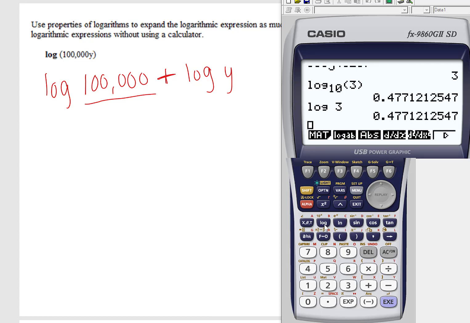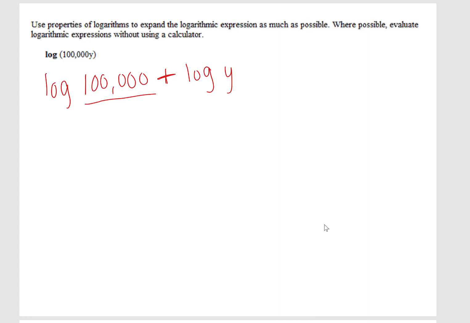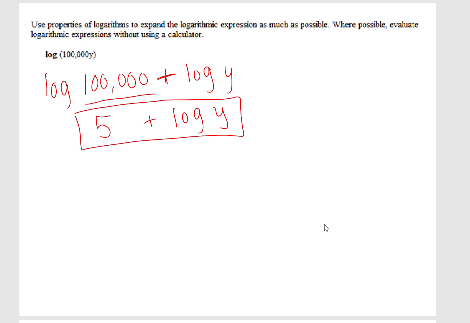So let's see, log, and it's 100,000, and I get 5. Probably one of the more common mistakes is that people will then write log 5. Well, log 5 is not equivalent to 5, right? Make sure that you understand that log 100,000 is equal to just 5. So that would be our answer. But I wanted to show you by hand how that works out.